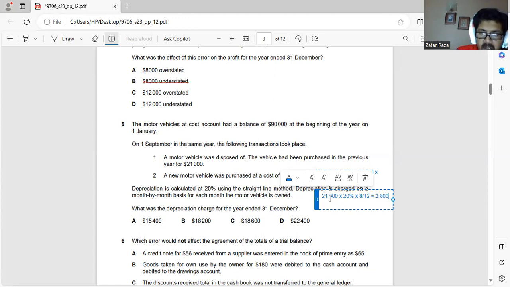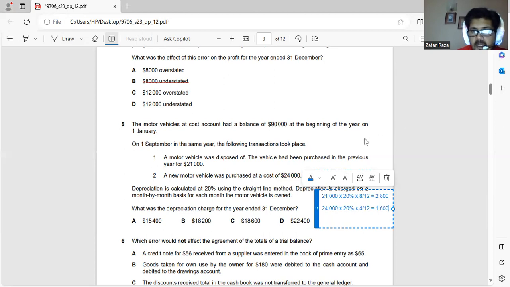And the new motor vehicle that was purchased for 24,000 multiplied by 20%, but it was used for only 4 months this year. So 4 upon 12. That would be 24,000 multiplied by 20% divided by 12 multiplied by 4. 1,600.